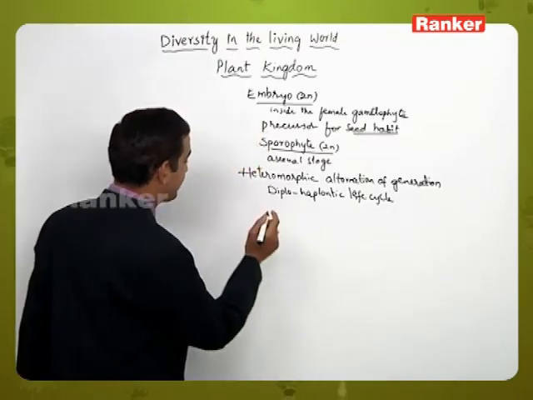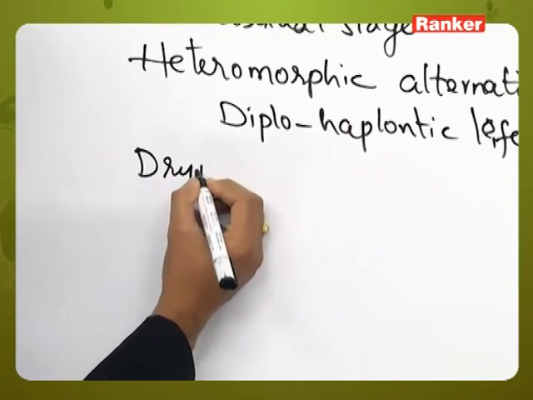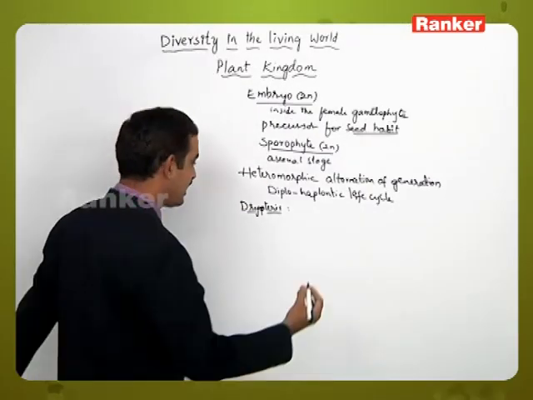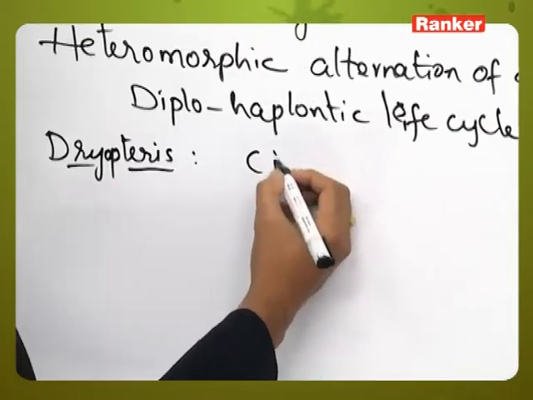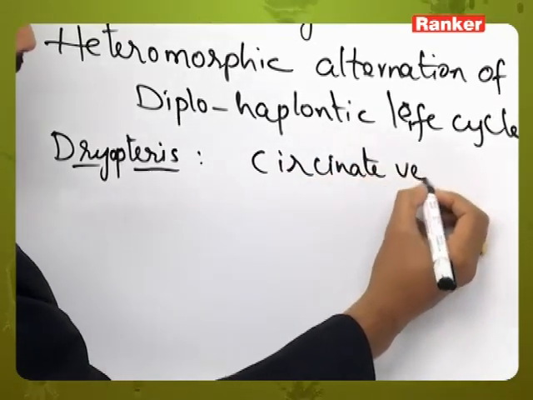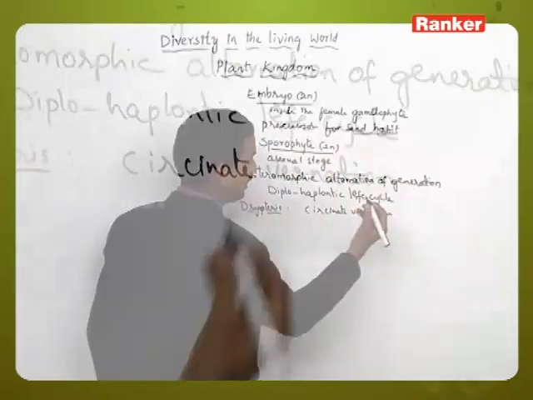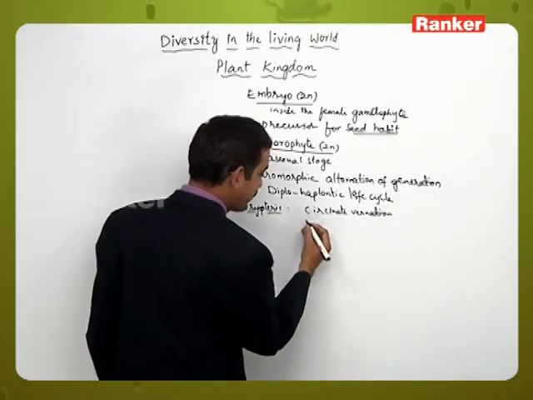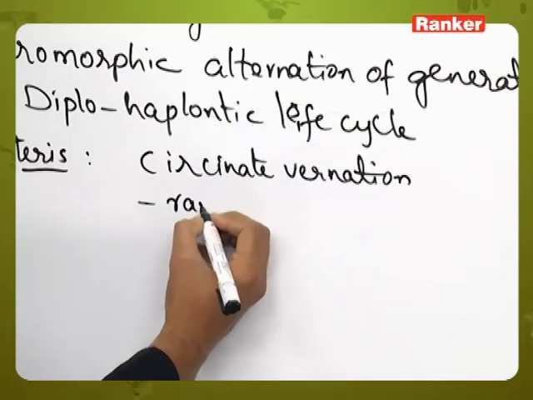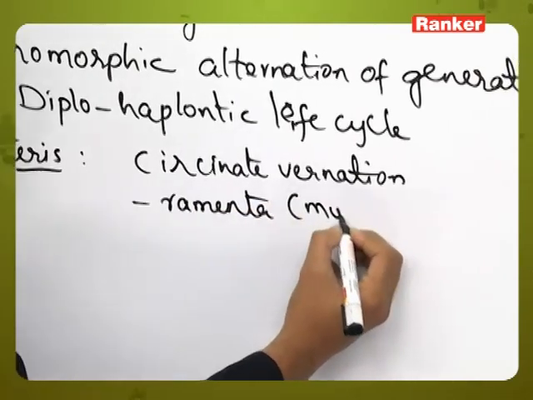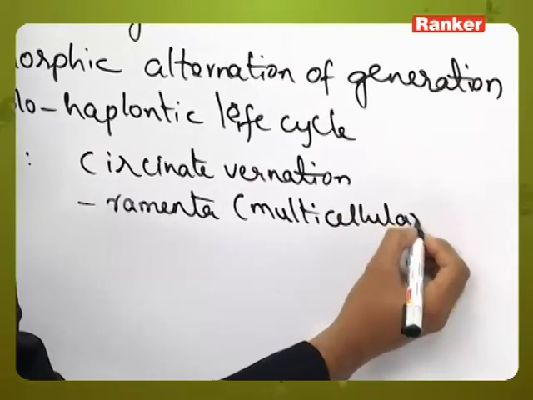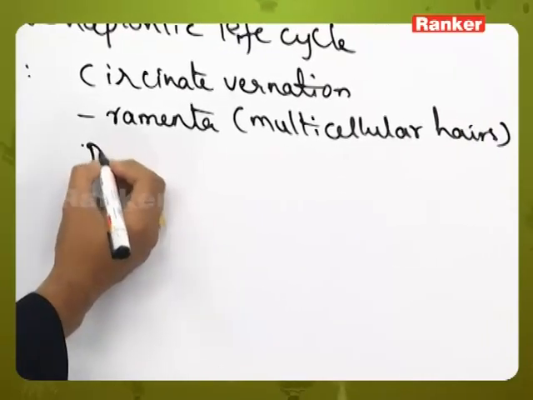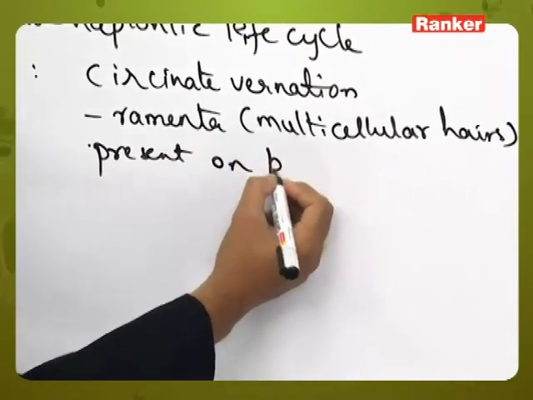And let us see some characters related to Dryopteris. In the Dryopteris plant, we can see special features like the presence of circinate vernation, that is, young leaves will show a watch spring like coiling structure. Apart from this, they also show the presence of ramenta. Ramenta are multicellular hairs, and these ramenta are present on the petiole of the leaf.